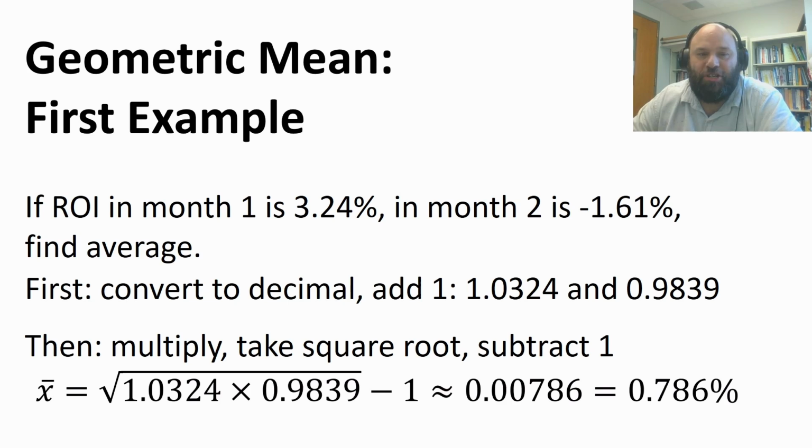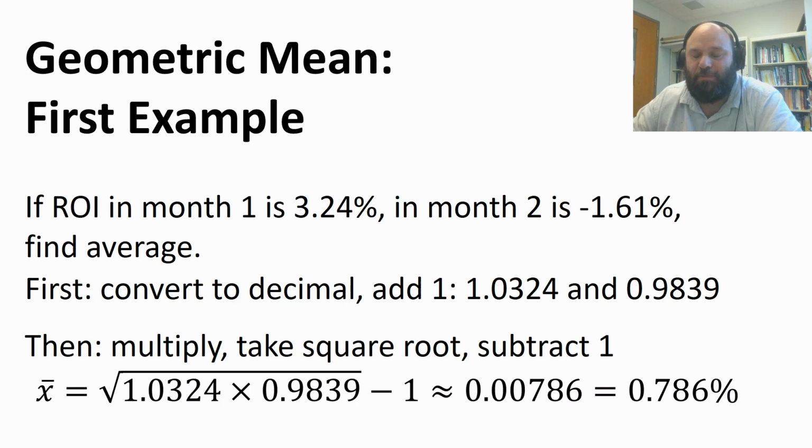What the formula for the geometric mean says is we multiply the two together, take the square root, and then take our answer and subtract 1. So we multiply 1.0324 times 0.9839, take the square root of the answer, and then subtract off the 1, and we get 0.00786, which is 0.786%. Take a moment and check that in your calculator. Remember, in these three operations, first multiply, then take the square root, and then subtract 1. So hopefully you paused and verified that result.